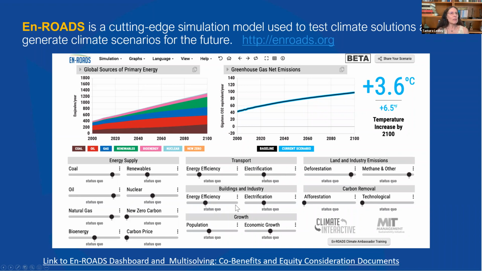We have transportation and buildings and industry, both of which you could make more energy efficient, or electrify. And then there's growth, both population growth and economic growth. And we have land and industry emissions. There's methane and others. So this is the non-carbon dioxide greenhouse gases. And then you can impact deforestation, reducing deforestation and promoting afforestation. This is a carbon removal solution. So afforestation is one of them, and then technological carbon removals. So those are the different solutions we can implement.